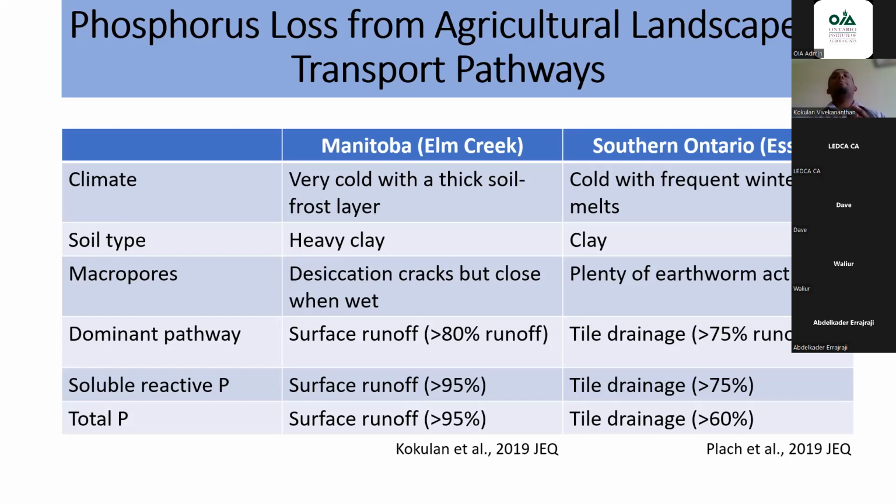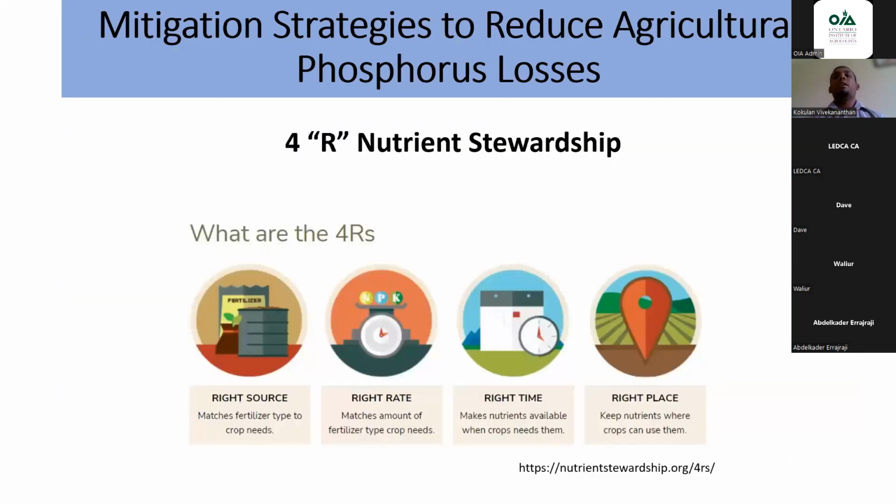So here the dominant pathway is the tile drainage, responsible for more than 75% of the runoff. It is also responsible for 75% of the soluble phosphorus losses and more than 60% of the total phosphorus losses.